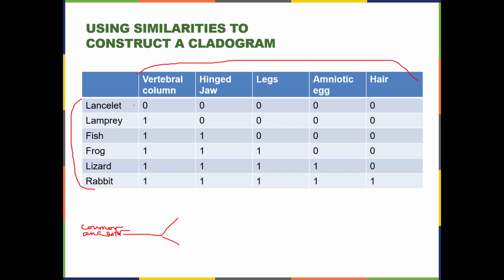Now, lancelet doesn't have any of the traits on this list. So the common ancestor was a long time ago, and lancelet is a modern organism. But lancelet branches off very early in our tree. And so that's going to be the basal taxon, actually. That's the group that's probably most similar to what that common ancestor was like. Lancelet's a modern organism, but it probably gives us an idea because it doesn't really have a lot of changes, a lot of adaptations from what that common ancestor had. So that's going to represent our basal taxon.